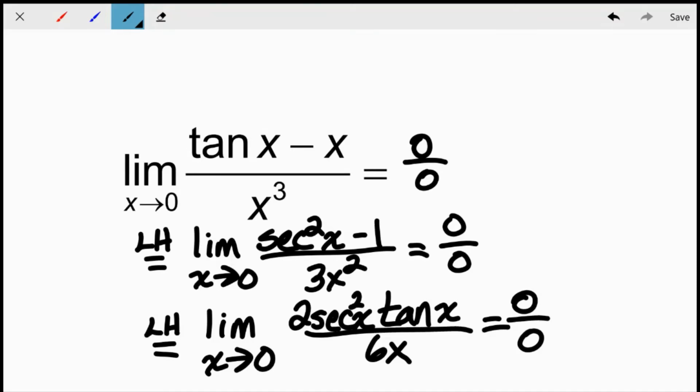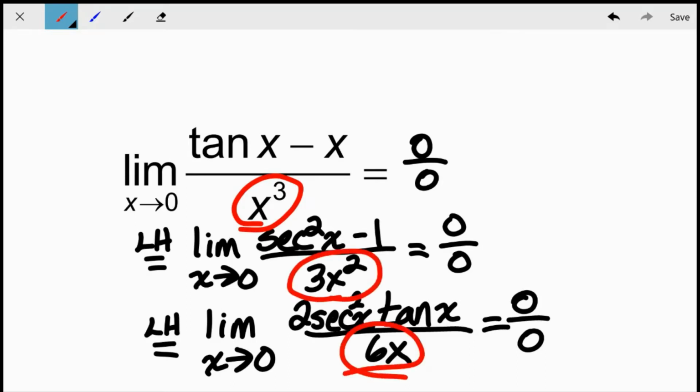Now, when you start to run into this type of a situation, you don't want to just blindly continue on forever. What we do want to identify is, does it look like we're making any progress here? Because we're continuing to see 0 over 0. Well, look at the denominator, and you can see that the degree of the denominator keeps decreasing.